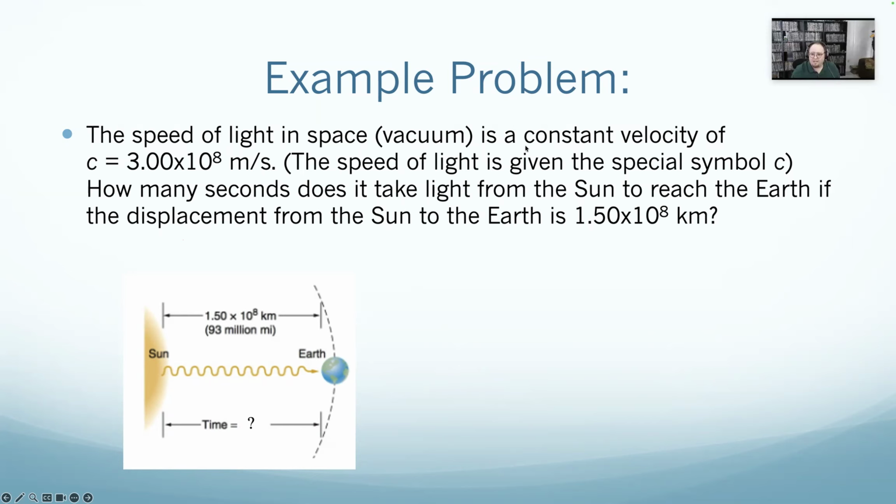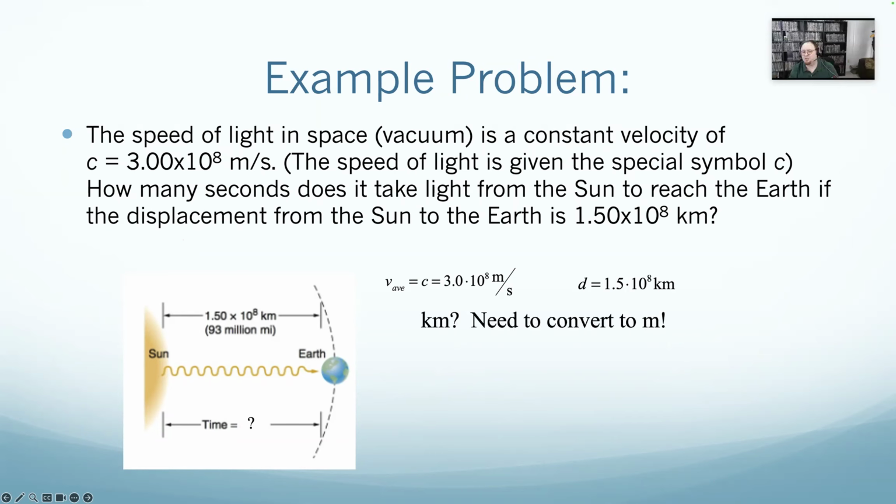Now this, I say a constant velocity of C. Constant velocity means that's your average velocity, because if something's moving at a constant velocity, the average velocity is the same thing. So my V average is C. I say there's a displacement of 1.5 times 10 to the 8th, but that's in kilometers. We never work in kilometers. I need to convert that to meters.